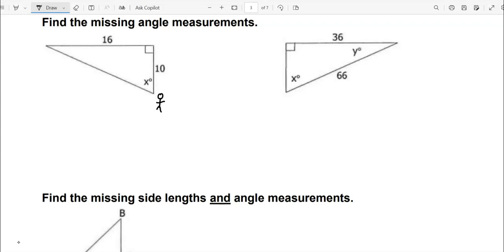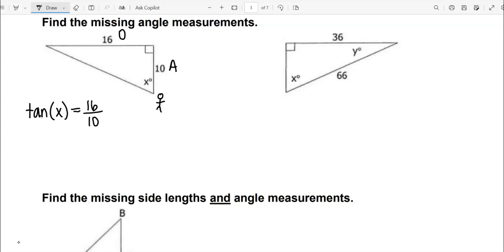And what is 16 in relationship to little man? Opposite. What about 10? Adjacent. And so which trig function are we going to use? Tangent. Good. So tangent of, now the problem here is I don't have an angle measurement. So inside of tangent, we'll go X equals the opposite side is 16 over the adjacent side is 10. If you don't know your trig ratios yet, you need to know them. And by trig ratios, I mean SOHCAHTOA.